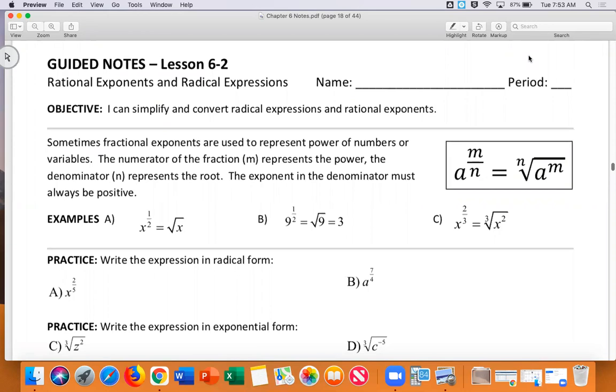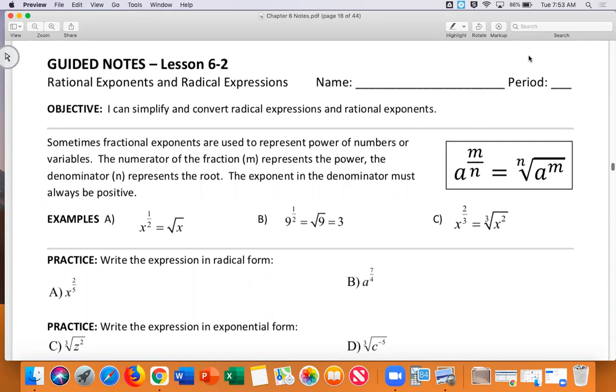What I want you to pay attention to over here is this little box. If you have a number to a fractional exponent, it means you're going to have a root. The way I envision it is, if I put my thumb on n and my pointer finger on m, it falls over. So then I have the nth root of a to the m. Do you see how it falls over? That's how I think of this.